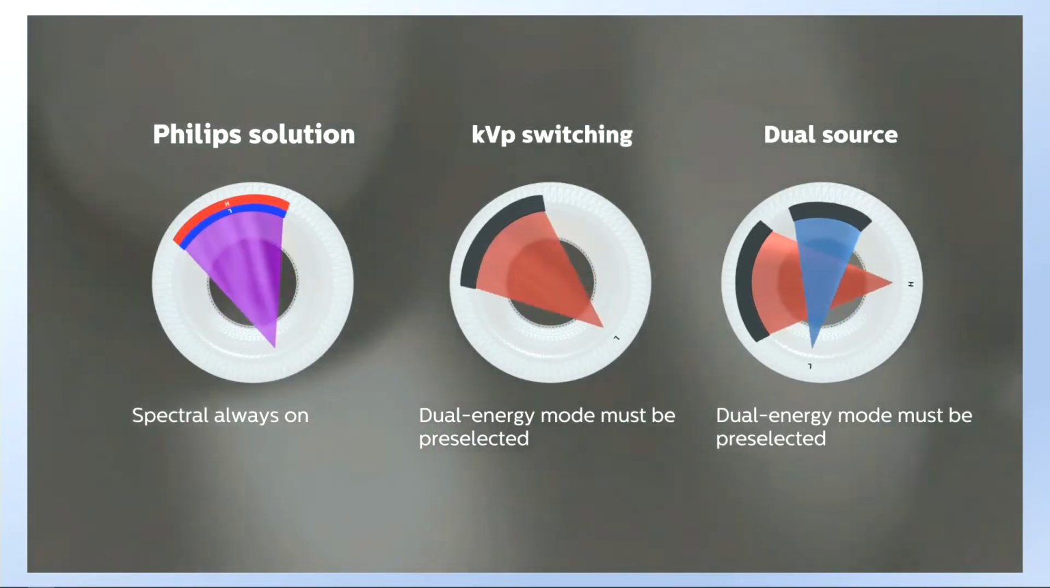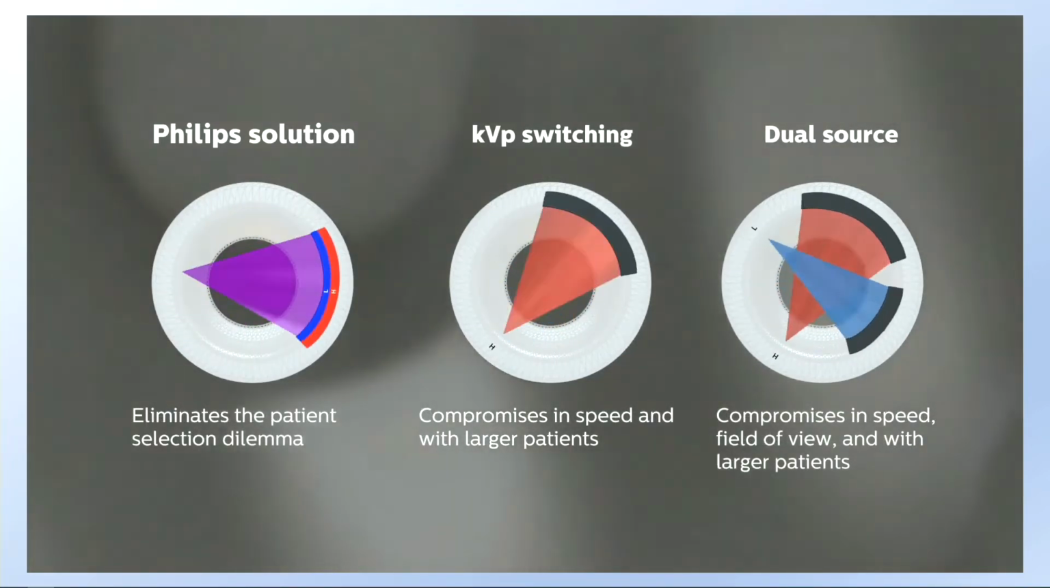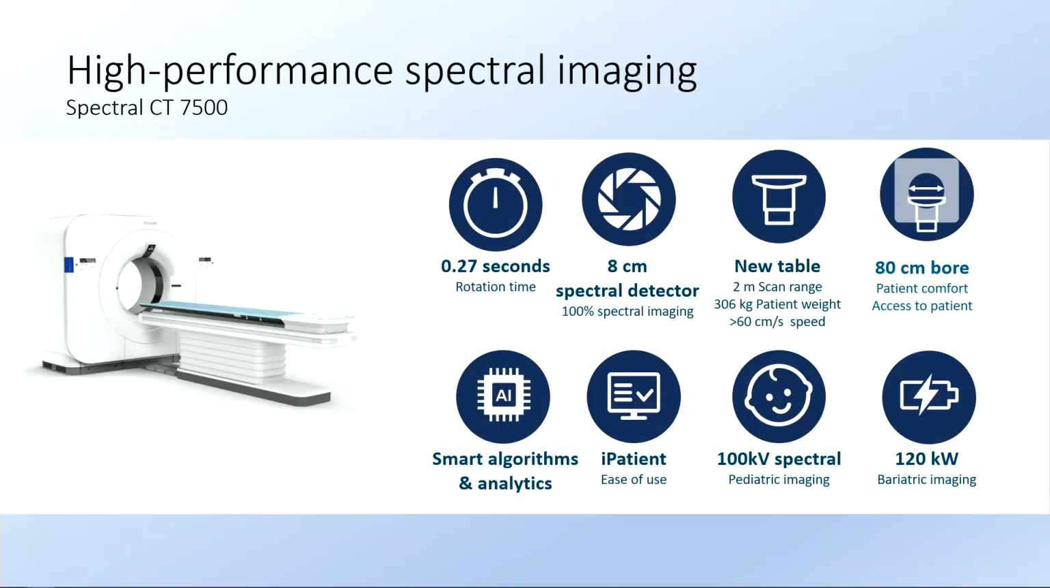We have a dual layer spectral CT like the Philips solution. The advantage of this is that the spectral is always on. We can also have kVp switching, where you have to pre-select a mode, and you can have a dual source CT where you also need to pre-select. So the idea is that if it's always on, you don't have to pre-select patients, and kVp switching and dual source can have some other inconveniences as well.